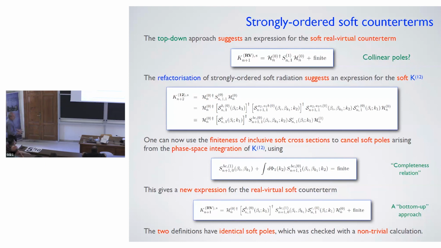And then I have a guess for KRV, right? That will automatically cancel the poles. So KRV is now the same structure, but here, instead of 1 radiation and 0 loops, I have 0 radiations and 1 loop, which is an object that I can compute. And the question is, which one is right and how do they differ? And remarkably, the soft poles are actually the same, as they must be, because otherwise it means that my argument fails.